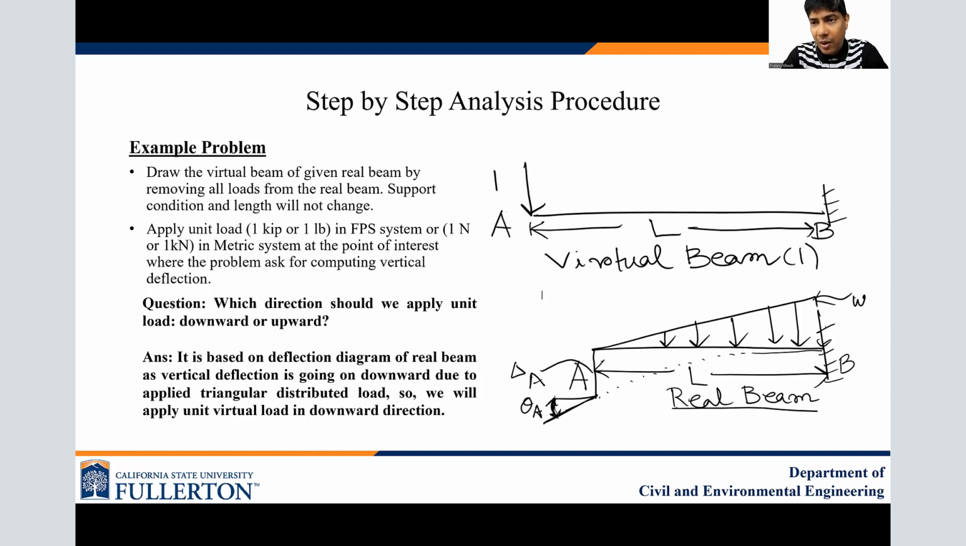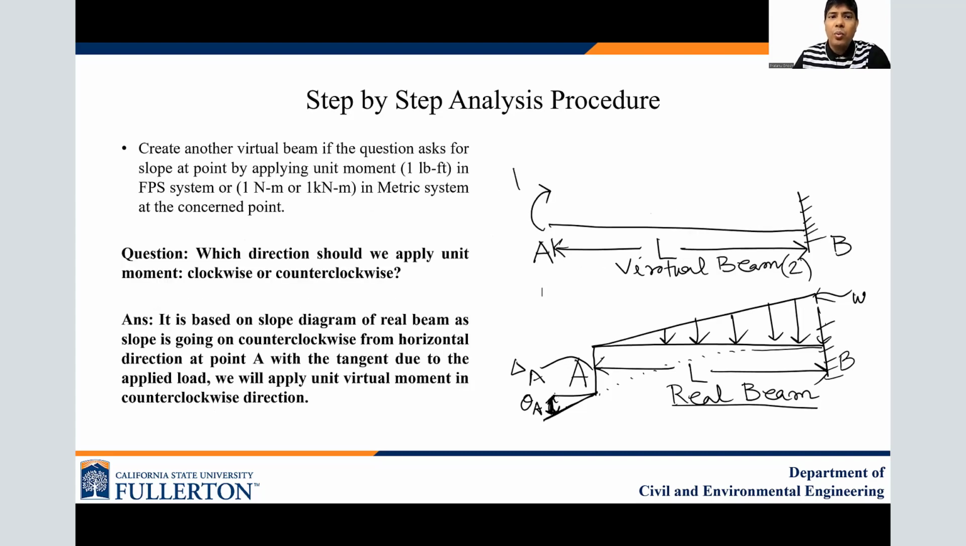Should we apply it in the downward direction or upward direction? It is based on the deflection diagram of the real beam. As you see, the deflection is going to be downward at point A. It is 0 at the fixed end, then it starts to deflect due to the application of the load, and it becomes maximum at the free end, going downward. So as the deflection is going downward, we'll apply the unit load in the downward direction. It follows the deflection direction.